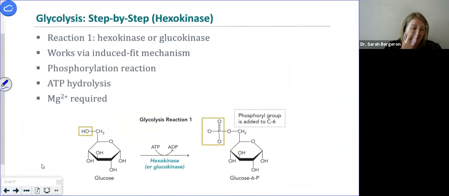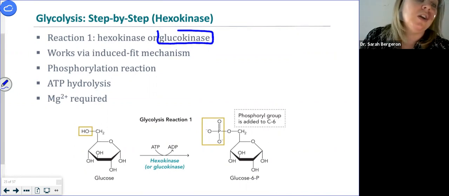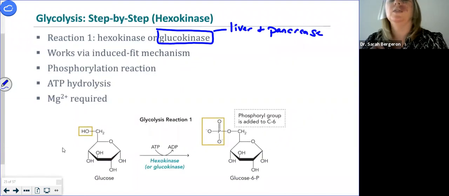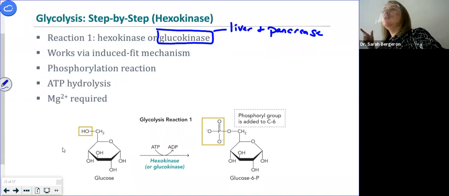All right, so our very first reaction has technically two enzymes, either hexokinase or glucokinase. So glucokinase occurs in only specific organs of the body, so only in the liver and pancreas. What does the liver do in relation to sugars? Why is the liver really important? It makes what? Glycogen.